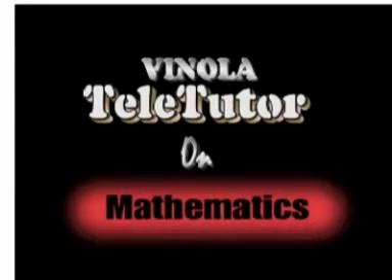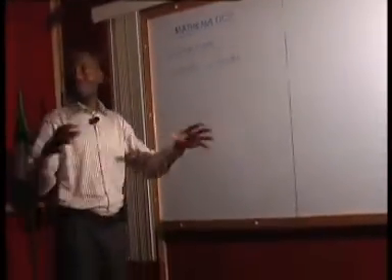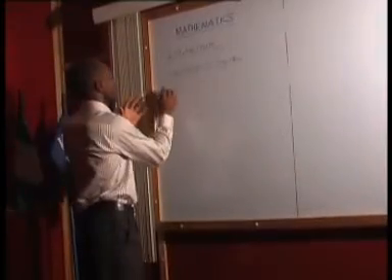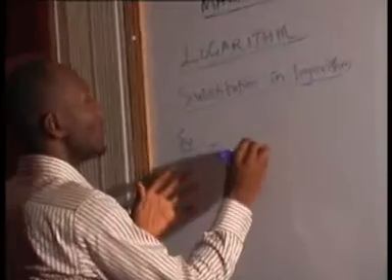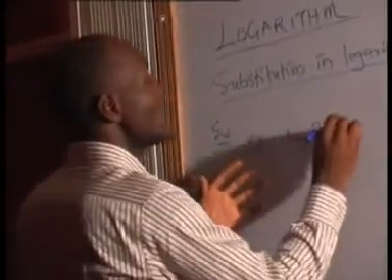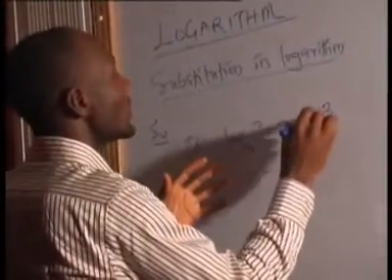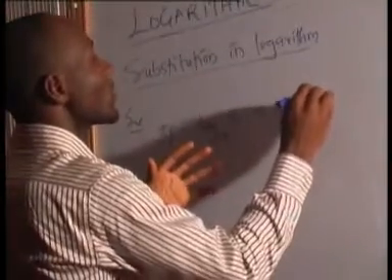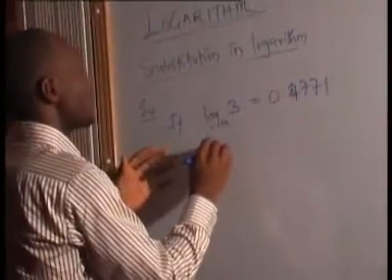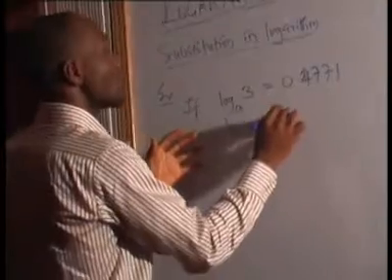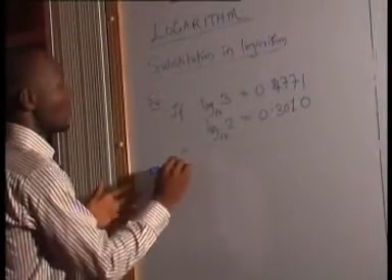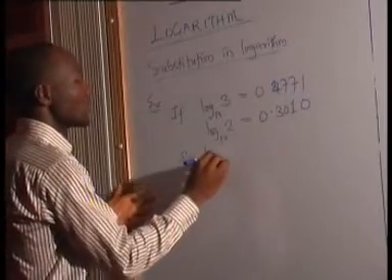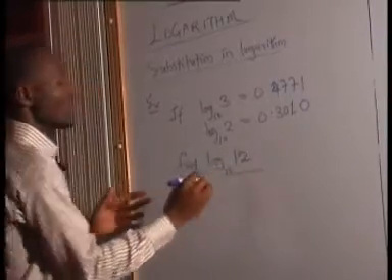Substitution in logarithm involves breaking down a function into the simplest form before you now substitute the actual value. For example, if log 3 to base 10 is 0.4771 and log 2 to base 10 is 0.3010, we might be told to find log 12 to base 10. This is how you do it. Solution.